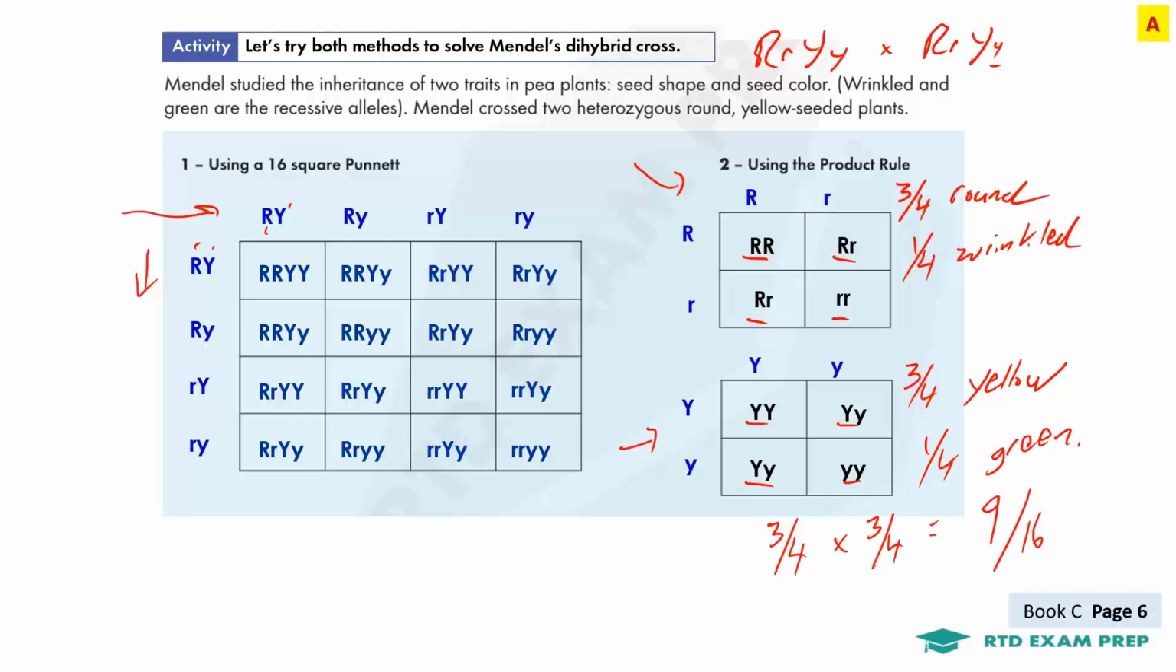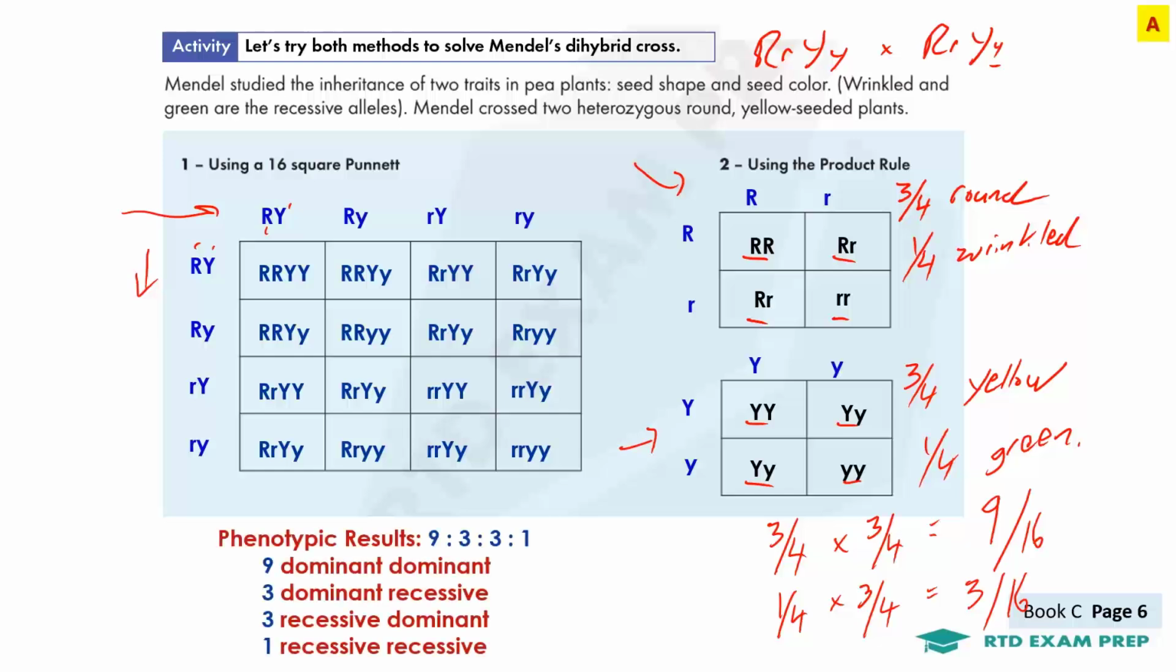There's my 9. What if I said I wanted to find out how many are wrinkled and yellow? Wrinkled is 1/4, yellow is 3/4, and I get 3 out of 16. If you did that for all of them, you'd get your 9331 ratio. So I've shown you 3 different ways to solve a dihybrid. This only works perfectly if both traits are heterozygous.